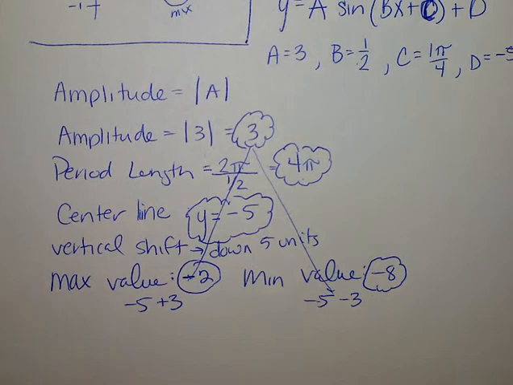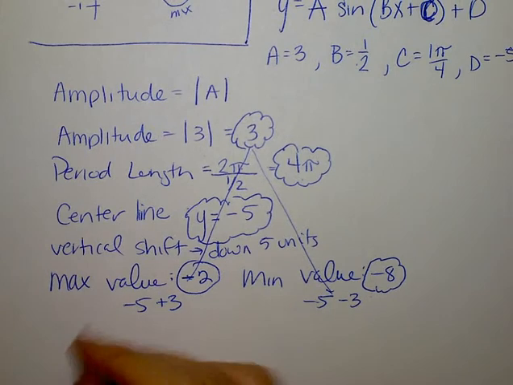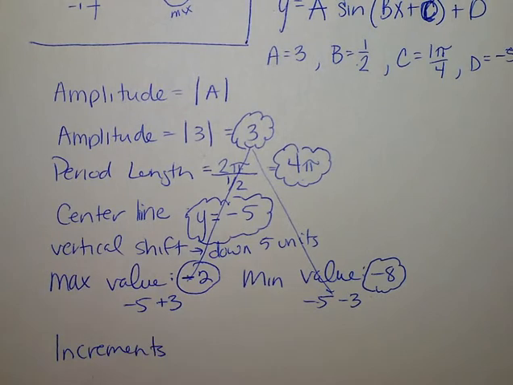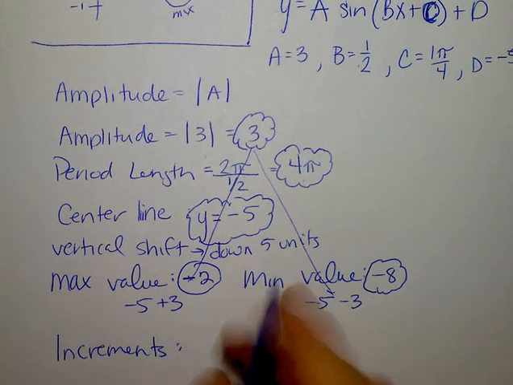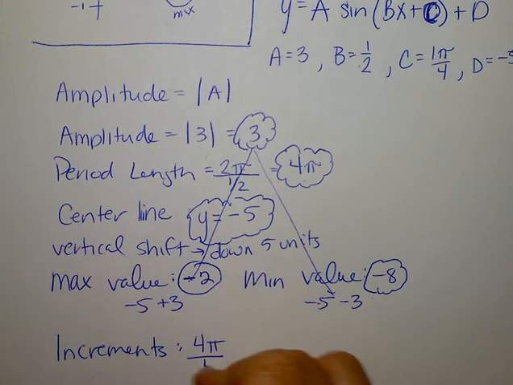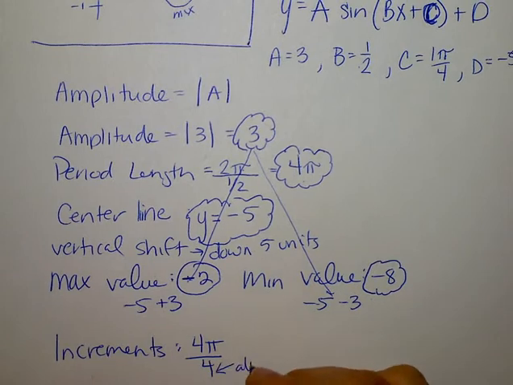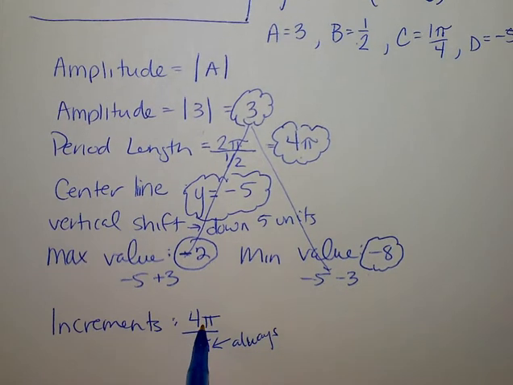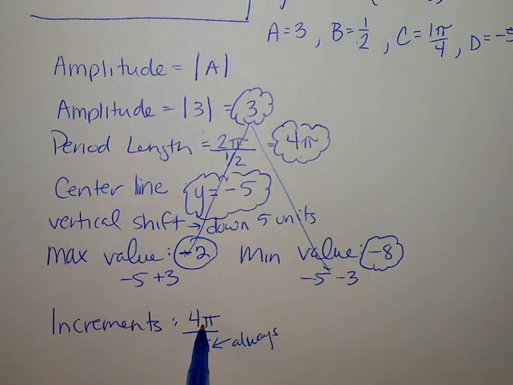Phase shift. Let's first do the increments. I think that's just a little bit easier, and then we'll do phase shift and starting point. So I know they're not written in this order, but I'm going to write down increments. And just so you understand increments, we're going to take the period length, which is 4 pi for this problem, and we're going to divide it by 4. We always, always, always divide by 4. So I'm going to just draw a little arrow here and write always. The number on top may change, and that will depend on, for each particular problem, what the period length is.